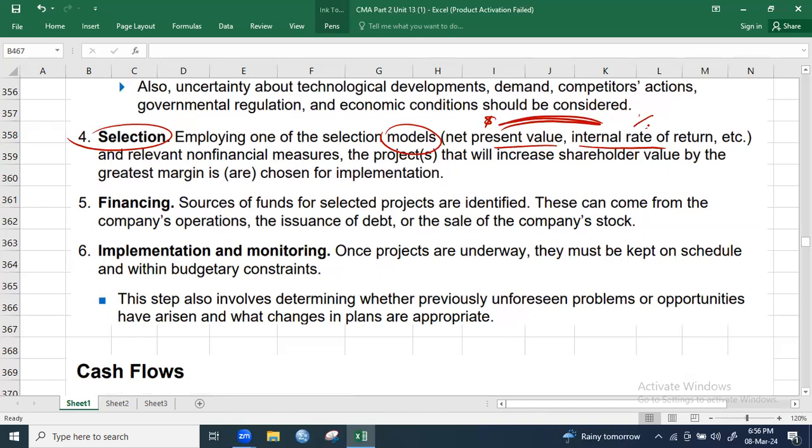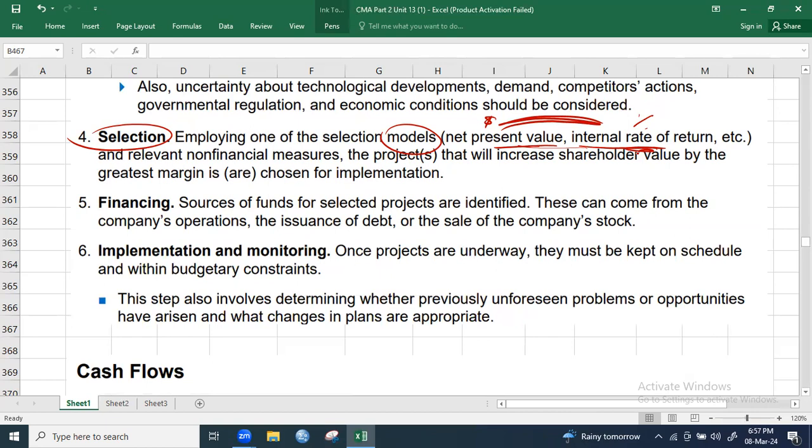Payback period will help you to understand how much time it will take to recover your cost, right? And then accounting rate of return can help you to understand how much profit you will get based on accounting profit, okay? Because net present value and IRR are based on cash flows, but accounting rate of return is based on accounting profit. And we'll see what the differences are between accounting profit and cash flow.